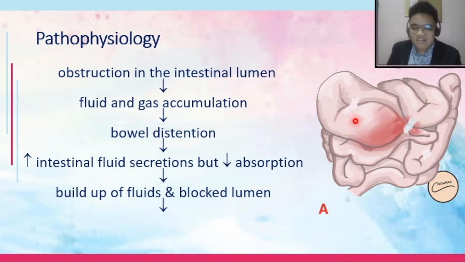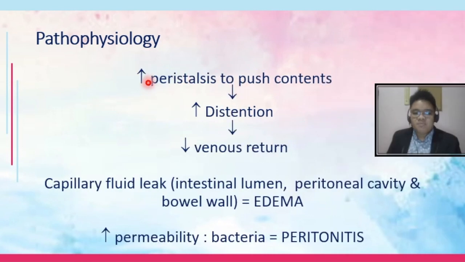Because of that bowel distension, there is an increase in intestinal fluid secretions. However, it cannot be absorbed properly by your small intestines because it is not passing through the entire small intestine. Because of that, there is a build-up of fluid along your blocked lumen. Now, there is an increase in peristalsis because your small intestine is thinking, I need to push this out. So increase in peristalsis is a compensation. Because of that increase in peristalsis, there is also an increase in the distension on that damaged area.